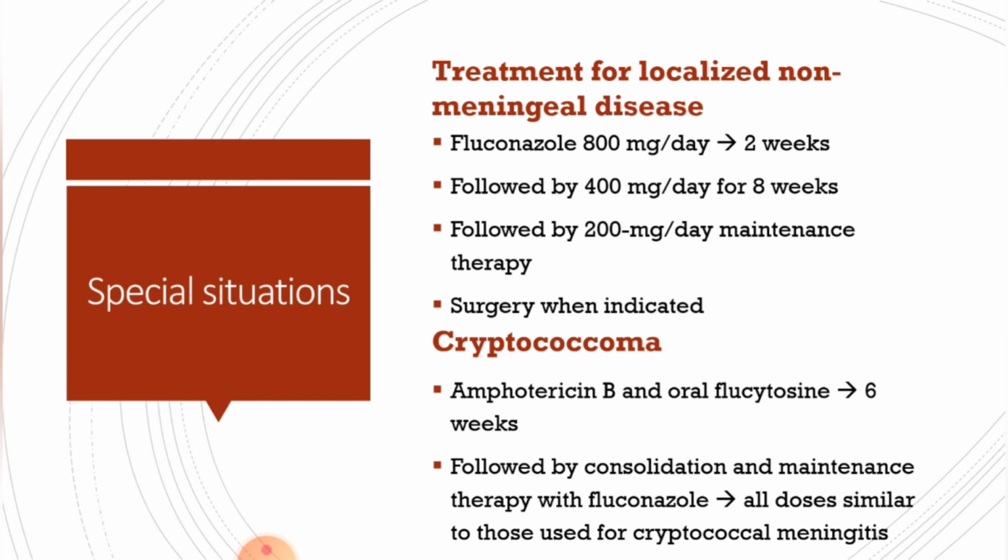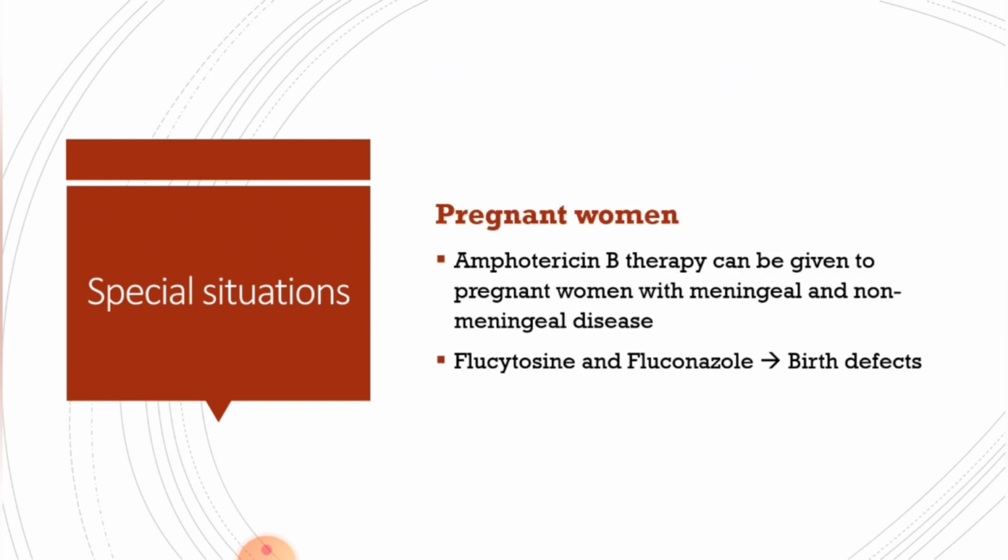Then cryptococcomas involving the brain. In that case, amphotericin and oral flucytosine for at least 6 weeks. We have seen the induction phase is usually 2 weeks, but in the case of cryptococcomas, you have to extend the induction phase up to 6 weeks, followed by the consolidation and maintenance phases, with similar doses as I have discussed before. In pregnant women, amphotericin B can be given, but flucytosine and fluconazole are notorious for causing birth defects. Hence, you will have to avoid them at least in the first trimester, and you should individualize the treatment.